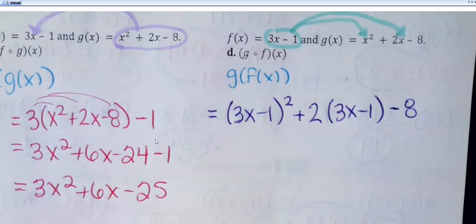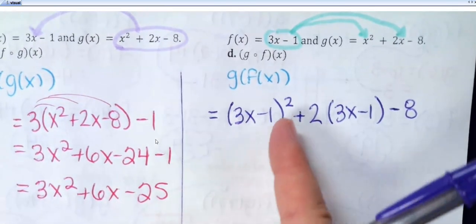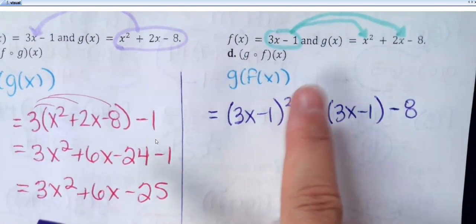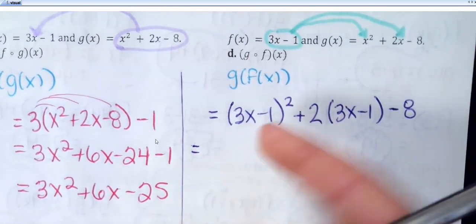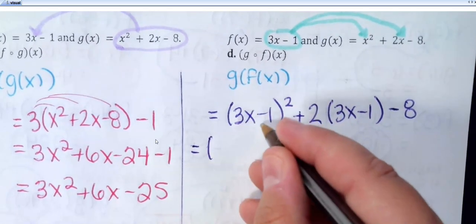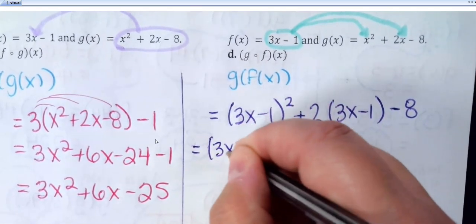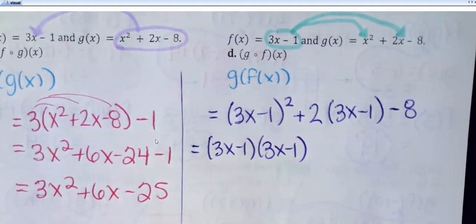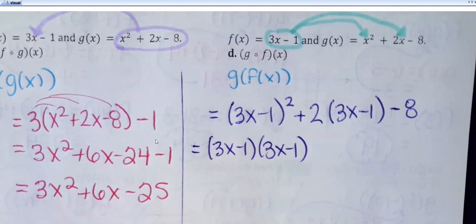Okay, here's the deal. If you square something, if it has adding or subtracting, you can't just distribute the squared, because when you square something, you multiply it by itself. So if I have 3x minus 1 squared, it really means 3x minus 1 times 3x minus 1. If you just distribute that exponent, you completely miss out on one of the terms that should be part of that as you simplify it. So just be careful. You can't distribute a squared or a third or any power if you've got adding or subtracting in the parentheses. You got to write it out twice.